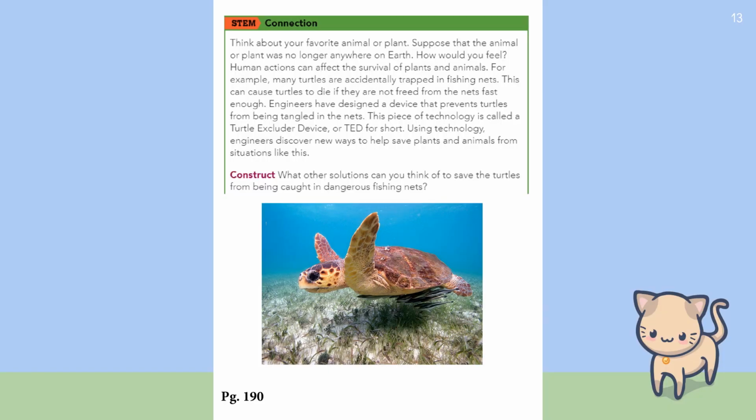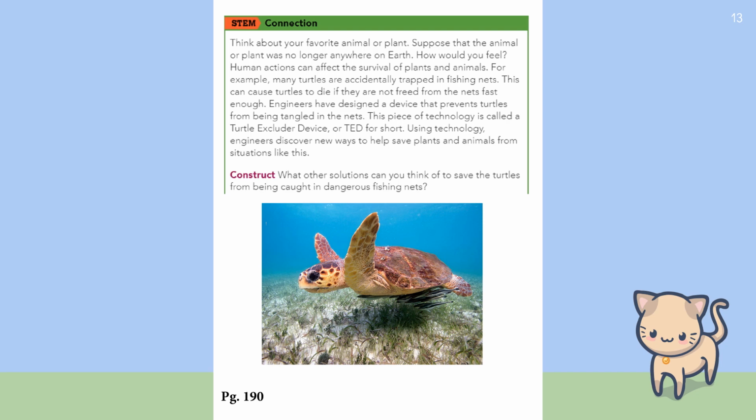And our last page, STEM connection. Think about your favorite animal or plant. Suppose that the animal or plant was no longer anywhere on Earth. How would you feel? Human actions can affect the survival of plants and animals. For example, many turtles are accidentally trapped in fishing nets. This can cause turtles to die if they are not freed from the nets fast enough.